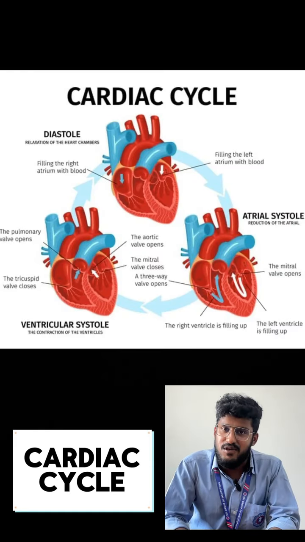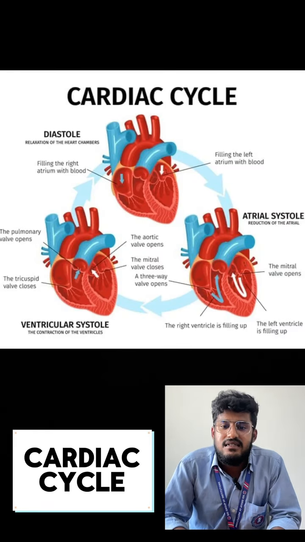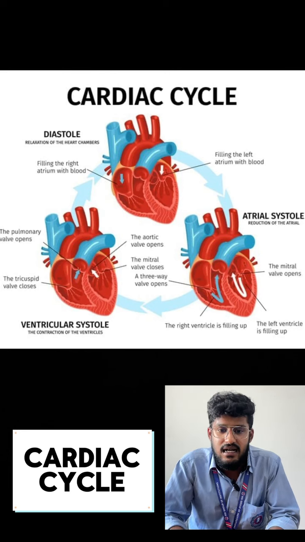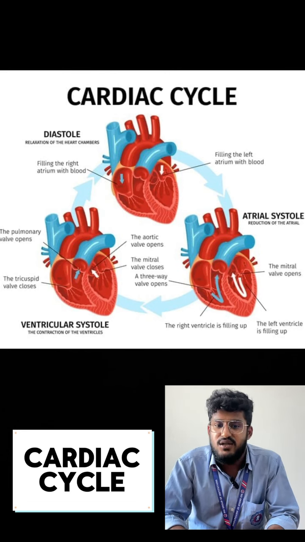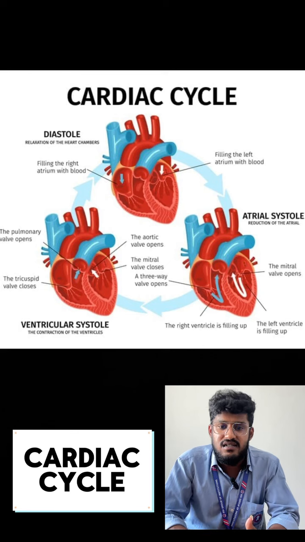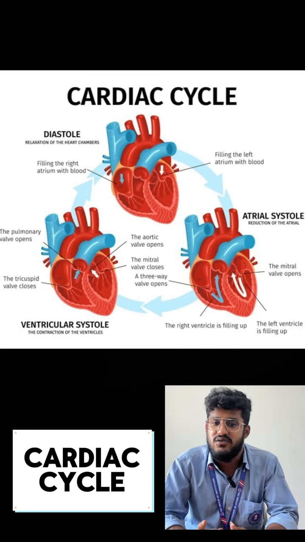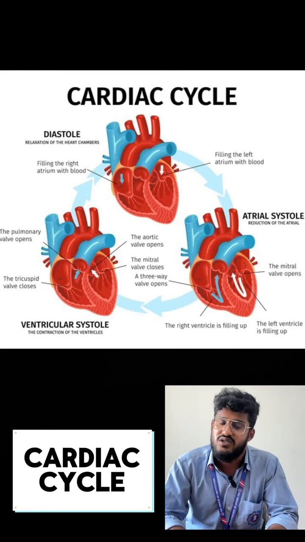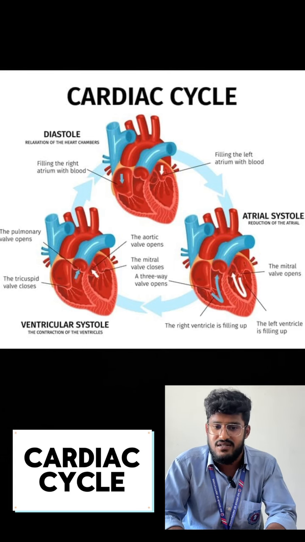So today let's discuss the cardiac cycle. The cardiac cycle is the complete sequence of events that occur in the heart during one heartbeat. It includes all the mechanical and electrical events involved in one contraction, which is systole, and one relaxation, which is diastole, of the atria and ventricles.